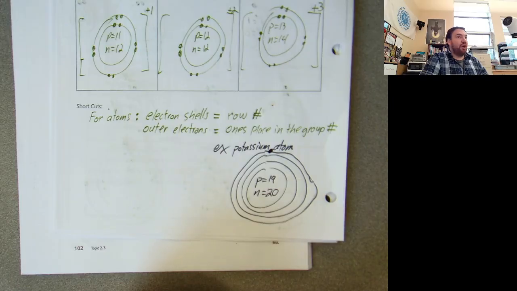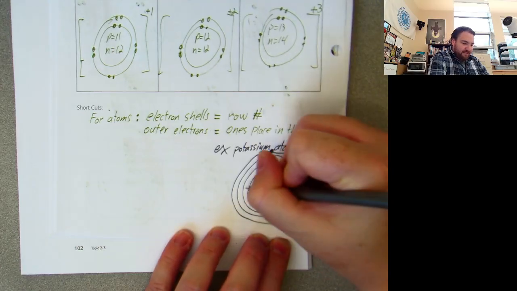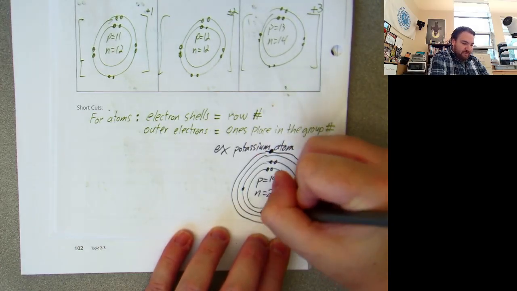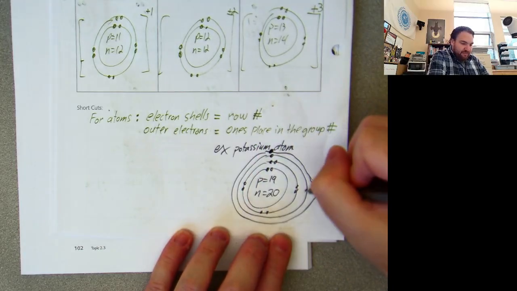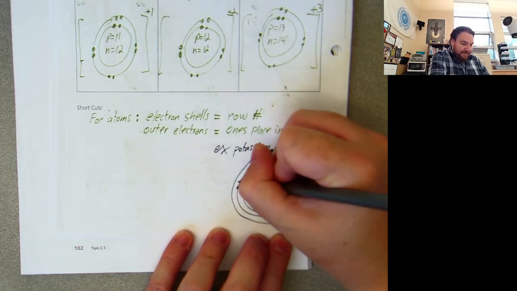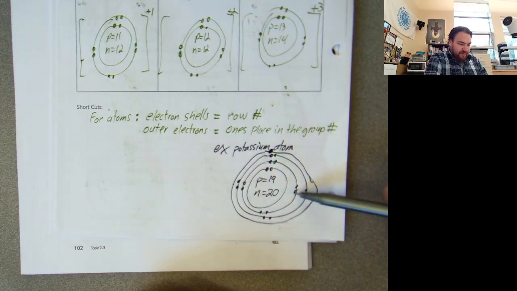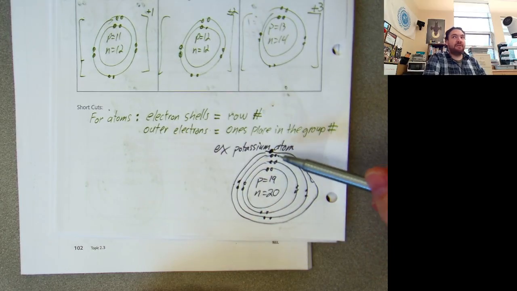What do I do with all of the shells underneath that one? Fill them up. First one holds 2. Next one holds 8. Next one holds 8. There's no counting. I mean, we could count just to make sure we did it right. 2, 4, 6, 8, 10, 12, 14, 16, 18, 19.